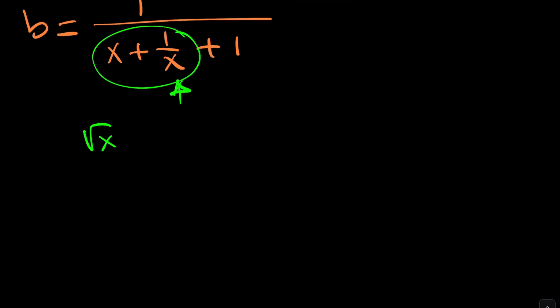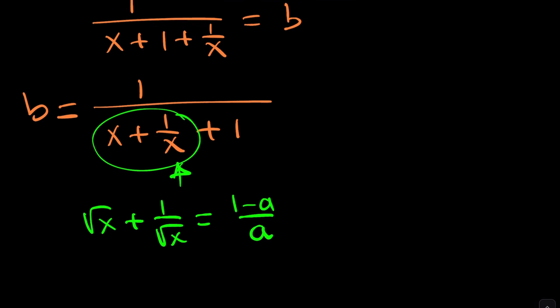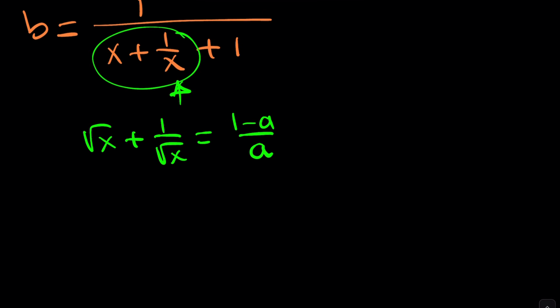Square root of x plus 1 over square root of x is equal to, if you remember, (1 minus a) over a, right? Maybe I don't remember correctly. Okay, I remember correctly. Good. It's rare. Now, what are we going to do? We need to find x plus 1 over x. To do that, ta-da, you need to square both sides. Easy, right? Math is easy if you know how to do it.